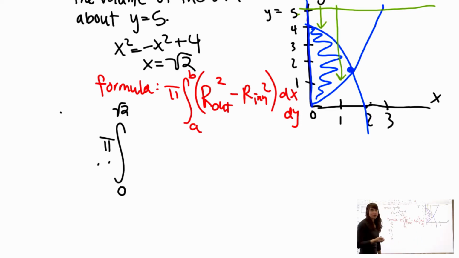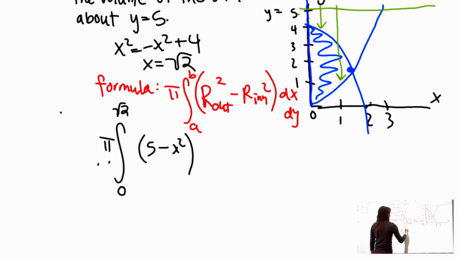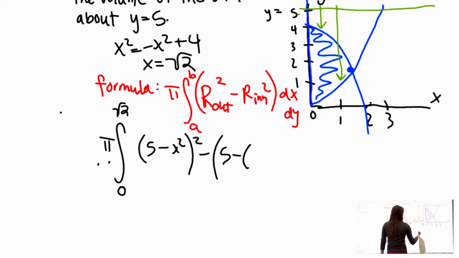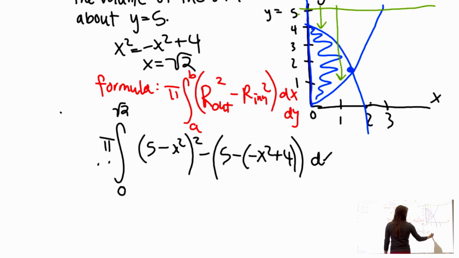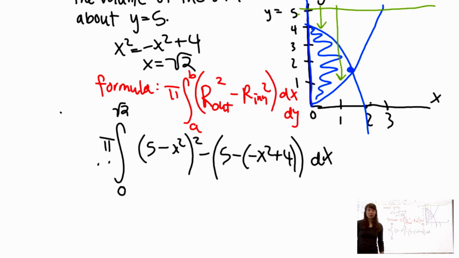So the max that either of those radii could be is 5. So our outer is going to be 5 minus the equation of this line, which is x squared. Square that, minus the biggest it could be is 5 minus that equation, x squared plus 4. And we're integrating with respect to x. Now notice that we're rotating about y equals 5 and we're integrating with respect to x. It's going to be the opposite when we use shell method in another video.